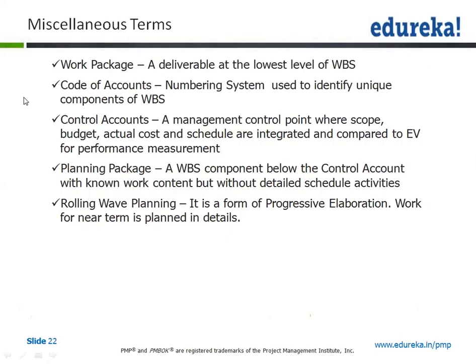Let us now get into the details of some updates on the terms which we'll be using from the next slide onwards. The first term is the work package. A work package is defined as the lowest level in the work breakdown structure. If you want to correlate that with an organization hierarchy, it would be the last person in the organization who is going to be reflected in the hierarchy.